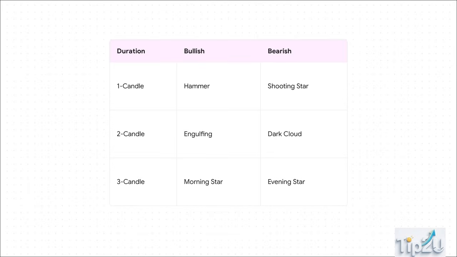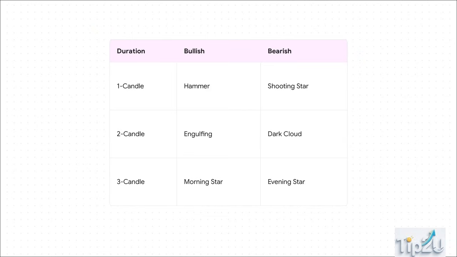So, the crucial point is knowing which words carry the most weight. Let's walk through this quick cheat sheet. You've got your single candle reversals, like the hammer at the bottom of a trend or the shooting star at the top. Moving up to 2 candle patterns, we have the highly reliable engulfing pattern. That's where the second candle's massive real body completely swallows the previous candle, a literal visual representation of a total change in dominance.